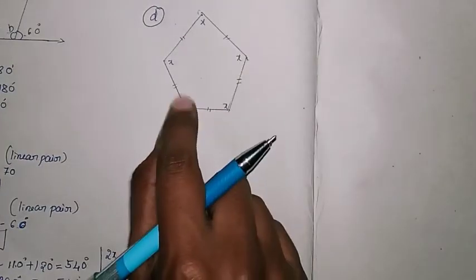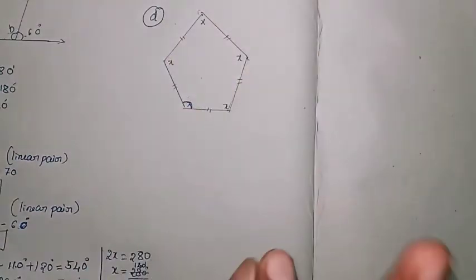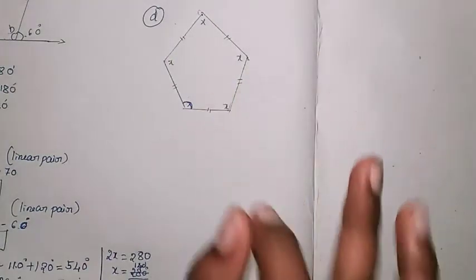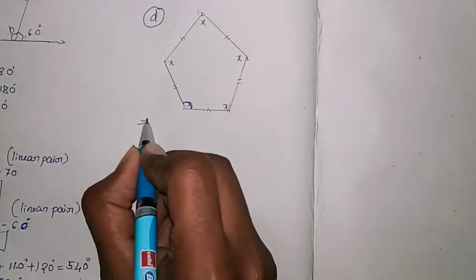If they have given only one side as x, even then all the sides will become equal to each other, and all the angles will become equal to each other, because all the sides are equal. So now we will solve for this.